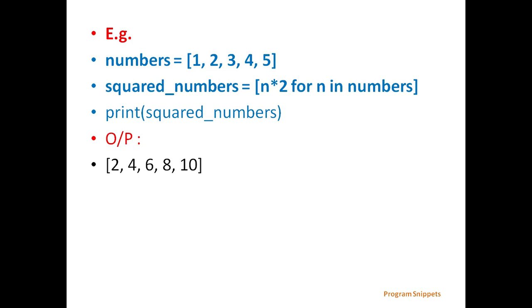For example, if you define a list numbers with elements 1, 2, 3, 4, 5 and we want to multiply every element by 2, we will write square_numbers = [n * 2 for n in numbers]. And if we print it, it will give the output 2, 4, 6, 8, 10. That is, it will multiply each element by 2 and return the output.